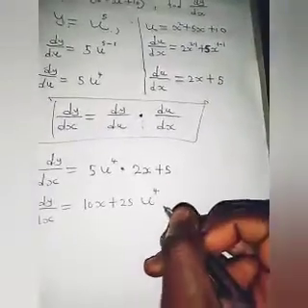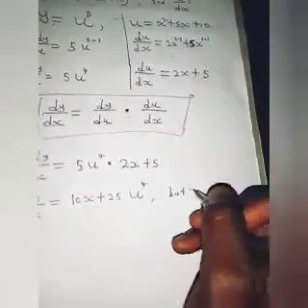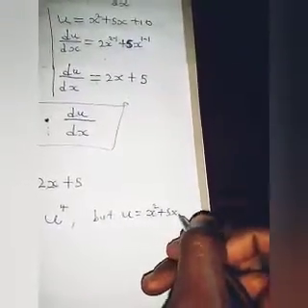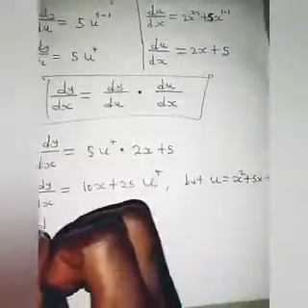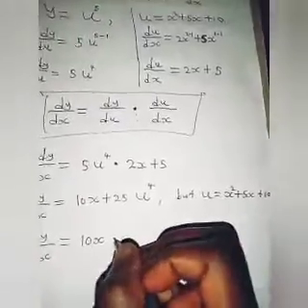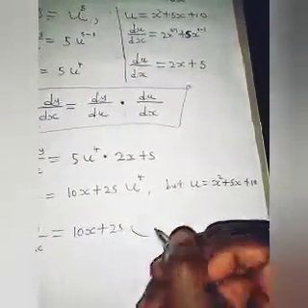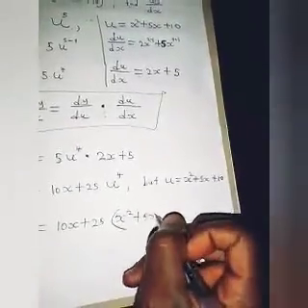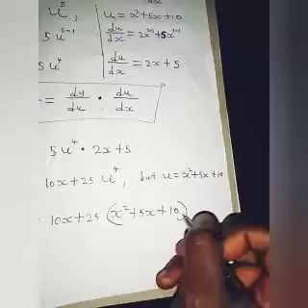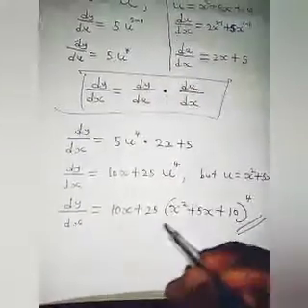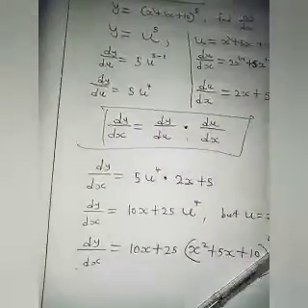So from here we can say, but u, what's our u from the beginning? Our u is equal to x squared plus 5x plus 10, so that dy over dx we equal to 10x plus 25 into bracket, what's our u? x squared plus 5x plus 10 having power of 4. This is our dy over dx.